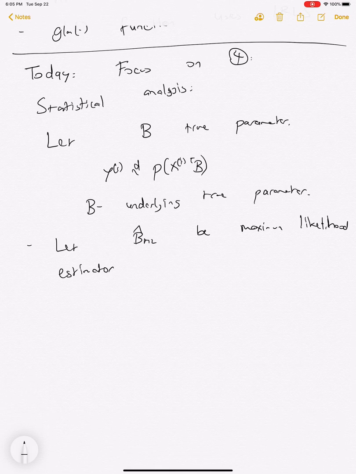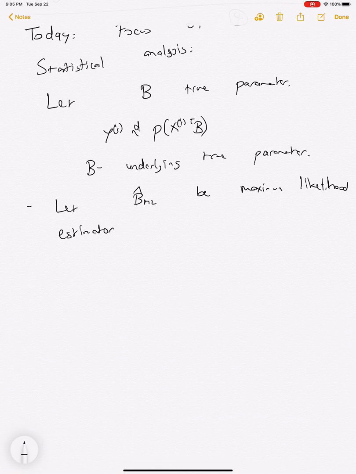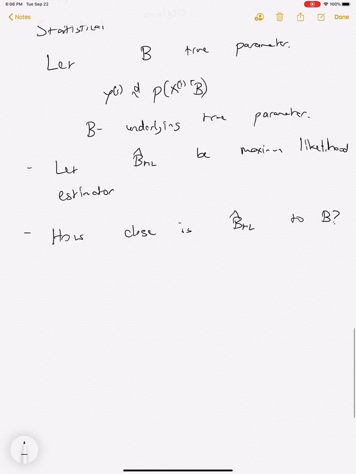beta hat ML is the maximum likelihood estimator, and so that depends on the data. So B is something that we don't typically observe. It's something that we're trying to estimate from the data, because it's about the population. And so how close are we actually getting to that? How close is beta hat ML to B?